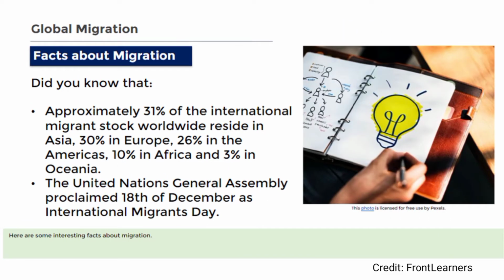Approximately 31% of the international migrant stock worldwide reside in Asia, 30% in Europe, 26% in the Americas, 10% in Africa, and 3% in Oceania. The United Nations General Assembly proclaimed 18th of December as International Migrants Day.